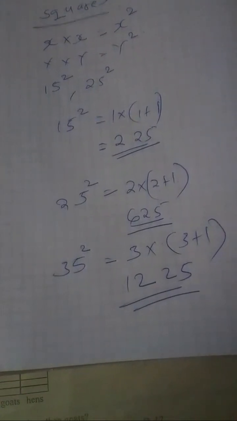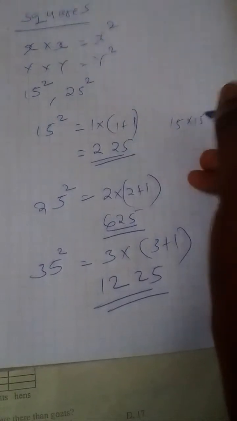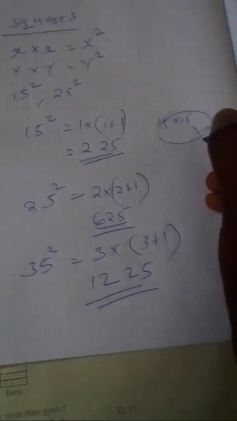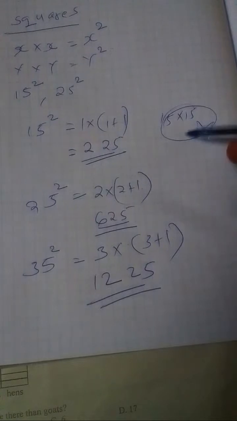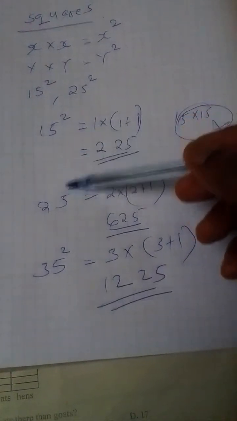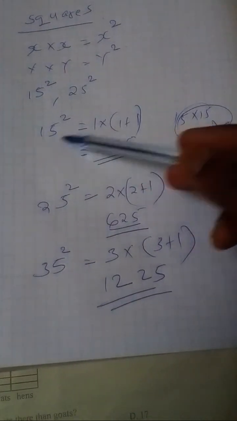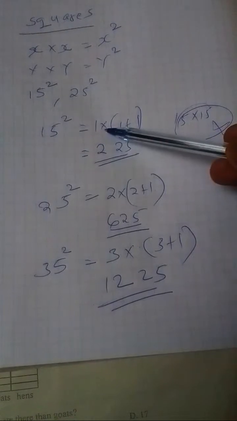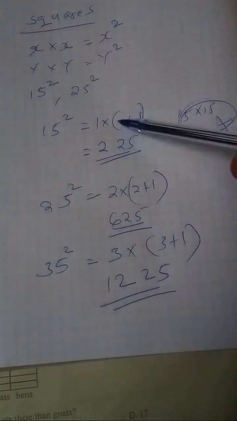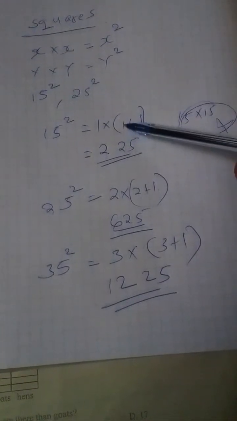So you don't have to struggle when you want to multiply 15 by 15. This one is a long method, and this one is for when you want to save time, just use the square. You begin with this 1 here, you bring it here, multiply by, into bracket we have 1 plus 1. So it's a trick.